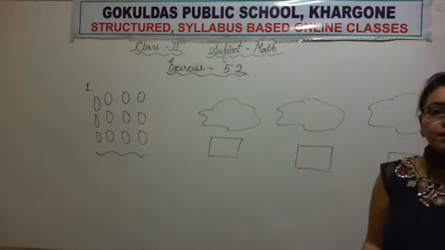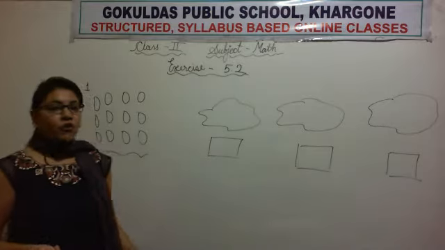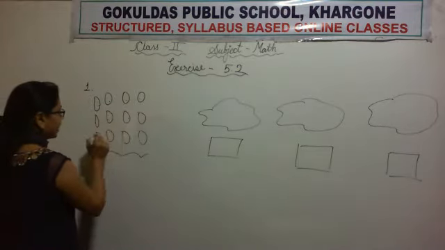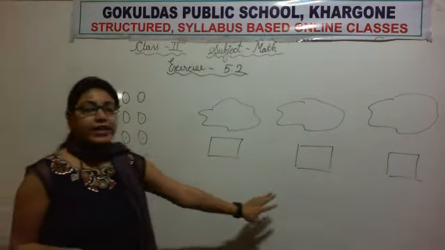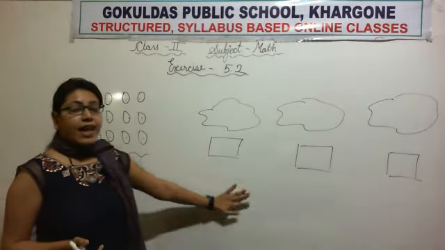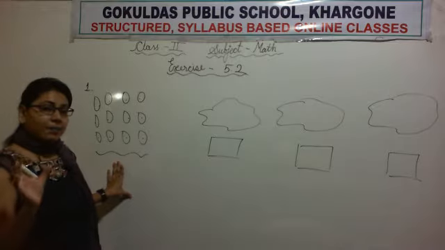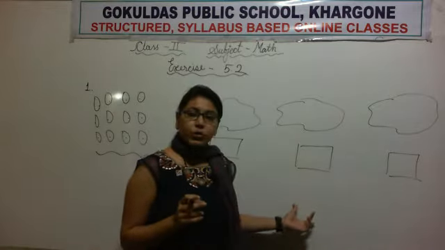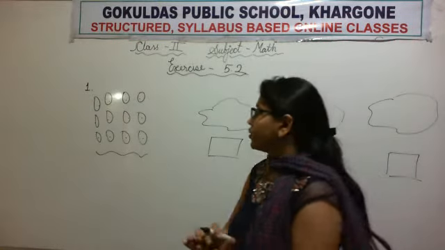3 nests means 3 groups, and let's count the number of eggs. 1, 2, 3, 4, 5, 6, 7, 8, 9, 10, 11 and 12. There are 12 eggs and 3 nests. Apart from these eggs, we have 12 things and we need to distribute those 12 things into 3 groups. So let's do it.